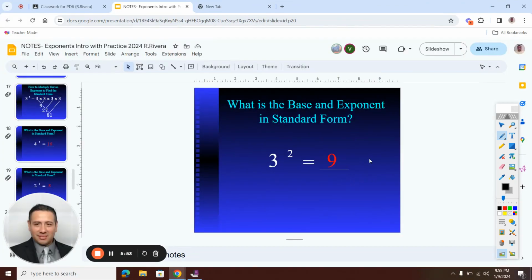Okay? So if you were not in class today, that's what we did today. We went over what exponents are. There's more slides, but those are the main ones.